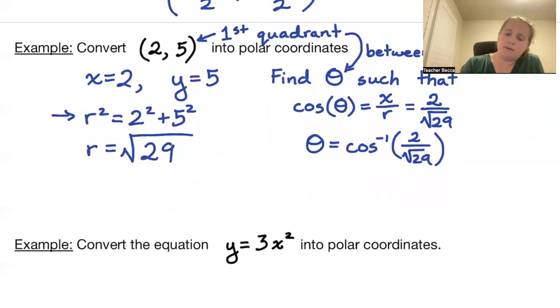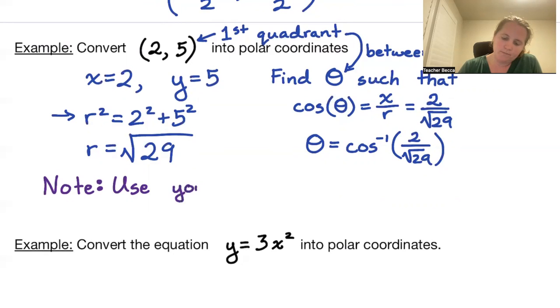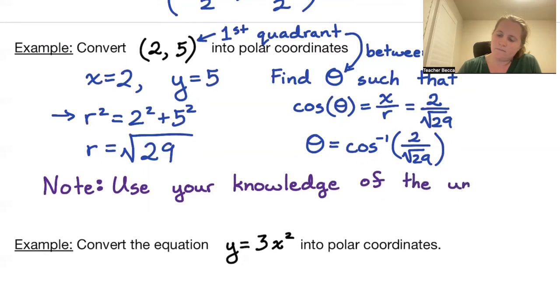Just a quick note. You may need to use your knowledge of right triangle trig to figure out, do you add pi? Do you do pi minus theta, etc.? So use your knowledge of the unit circle and quadrants.